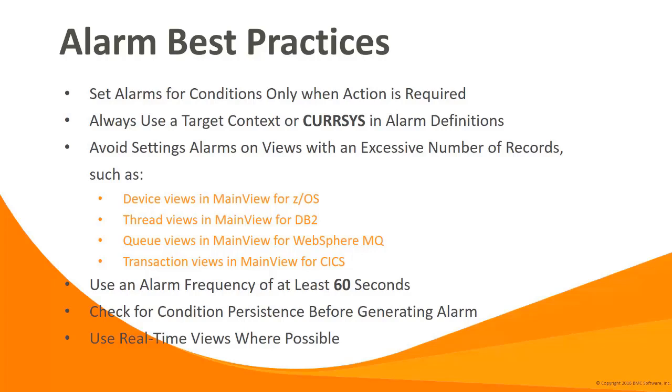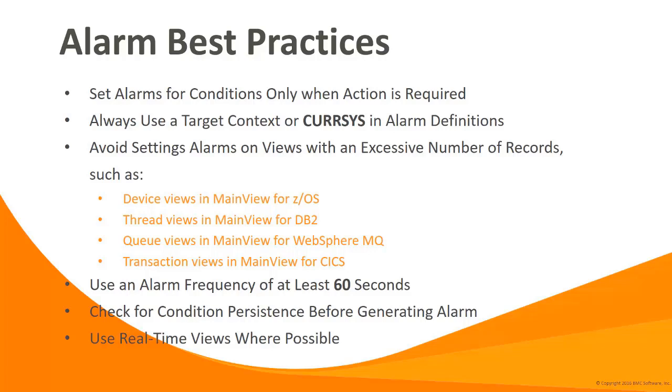I mentioned this earlier. Use an alarm frequency of at least 60 seconds. Going lower than that just burns cycles. I don't know that it really buys you that much, so the strong recommendation is to use 60 seconds or more. It's a best practice to check for condition persistence before generating an alarm.